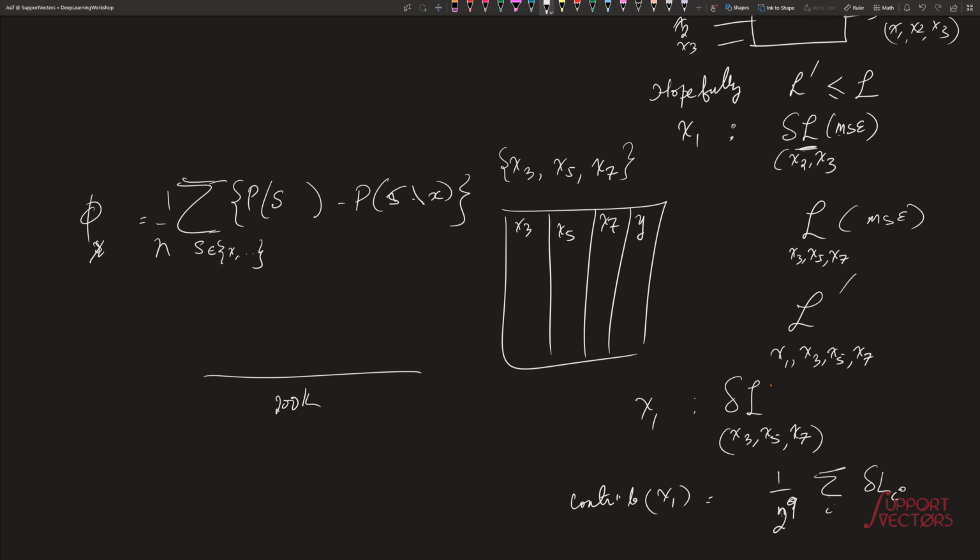Asif, just a thought actually: if you have a 300 by 300 pixel image, there are like 9 times 10 to the power 4 features.